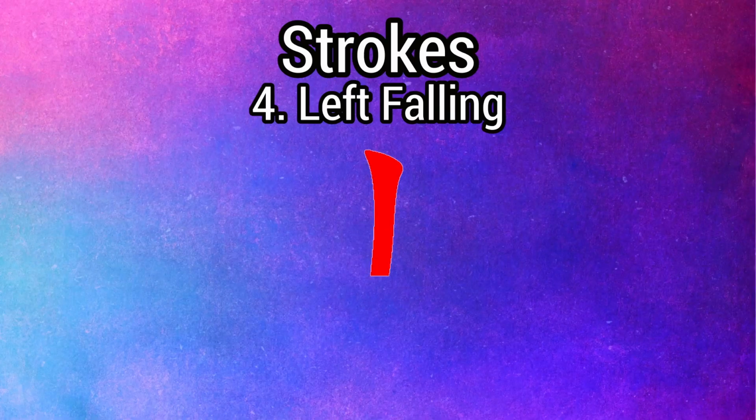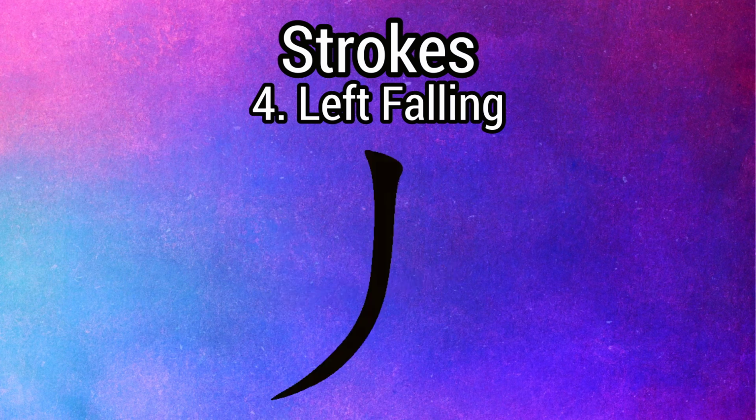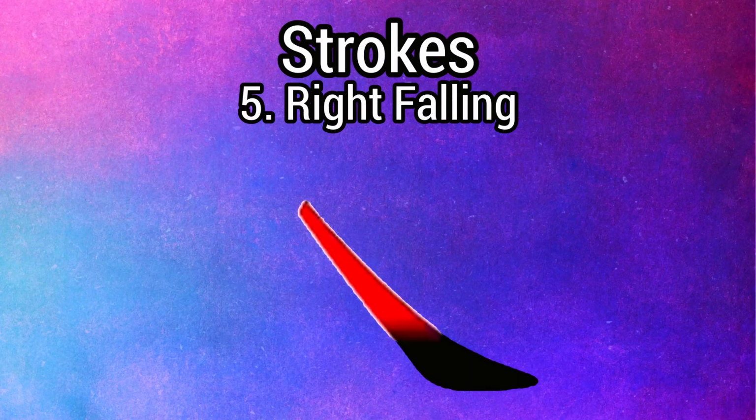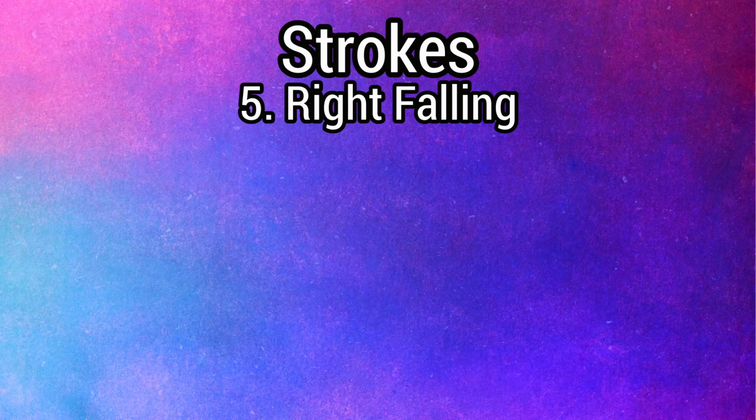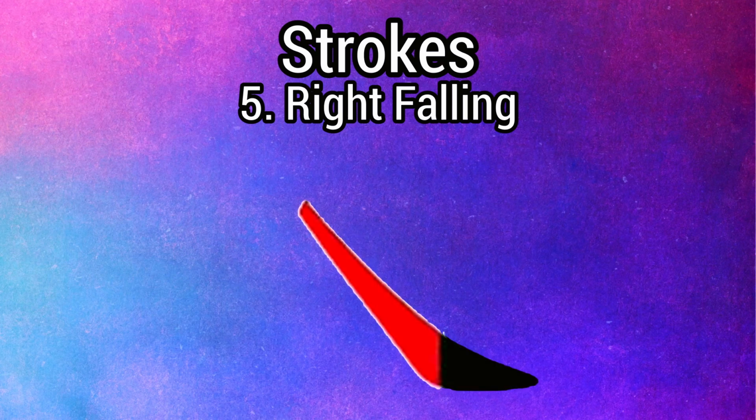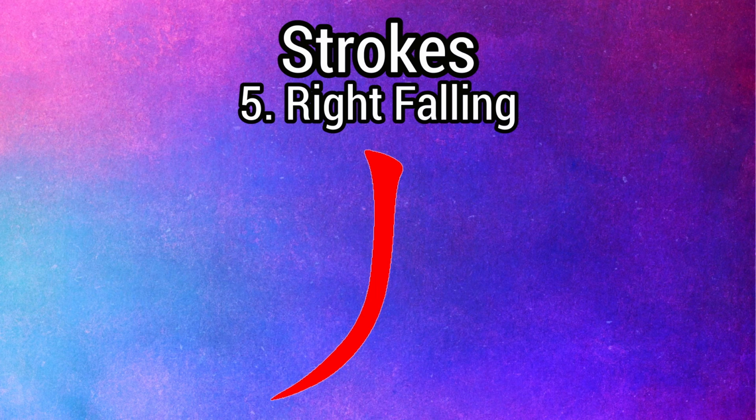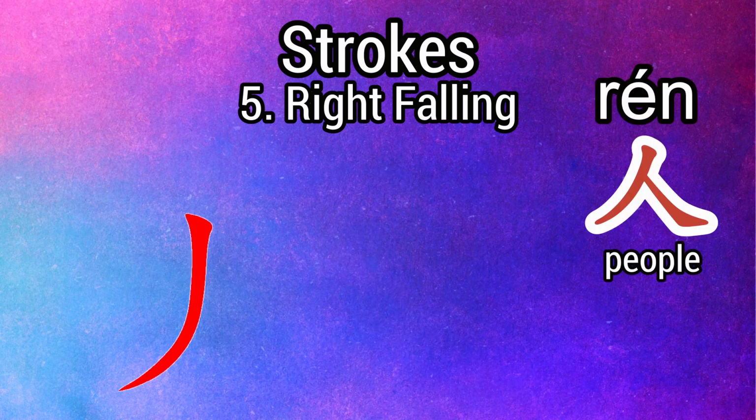Fourth, left falling. Remember, it's not turning, so don't write vertical first and then turn. It's a bit like inclined. Fifth, the right falling is similar to left falling, but there is a slight turning at the end of the stroke. The best example of left falling and right falling is the character 人, because it's only formed by these 2 strokes. So how to write it?